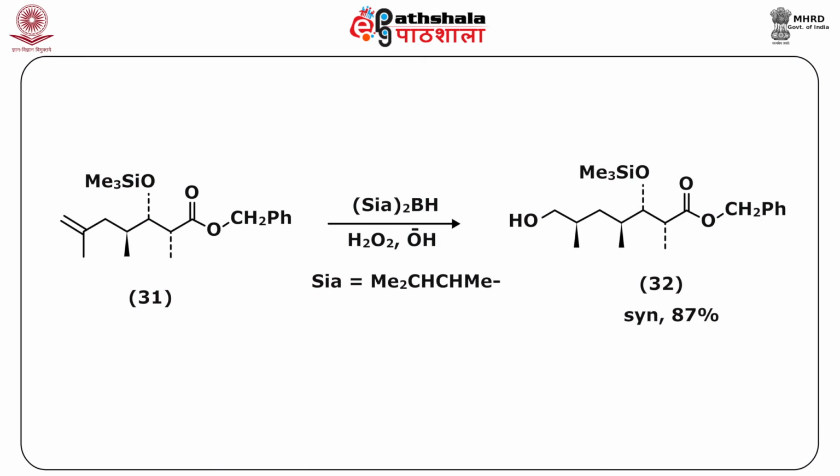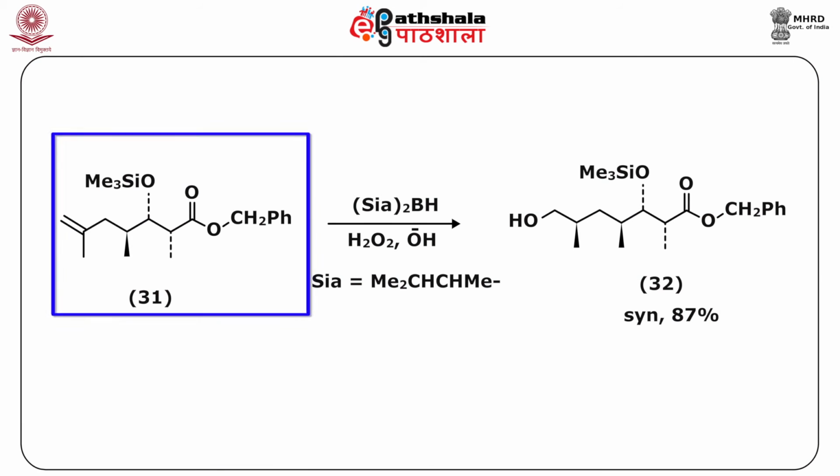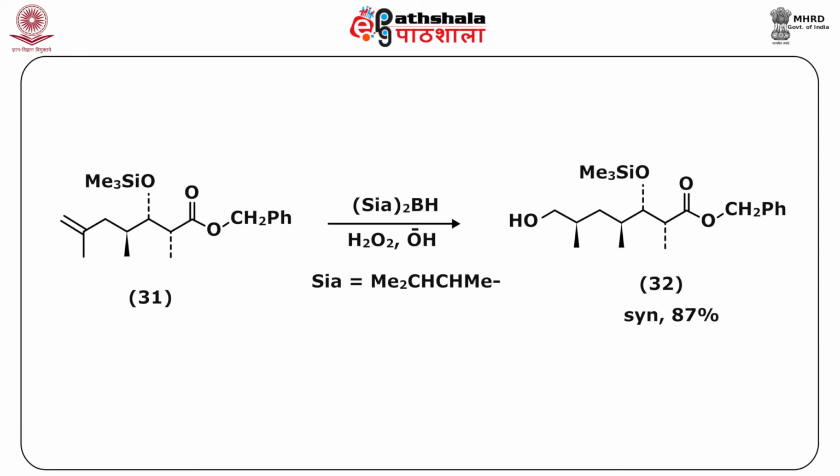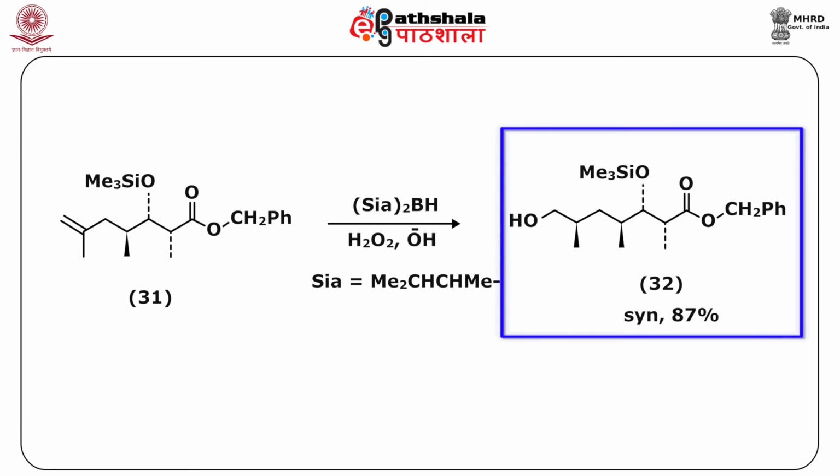If the double bond is adjacent to the chiral center, addition takes place to the less hindered diastereotopic face and with moderate to high diastereoselection. Thus, in the hydroboration of the terminal double bond in the ester 31, diisopinocampheyl borane reacts from the side anti to 4-methyl, giving the 4,6 product predominantly in 87% yield.